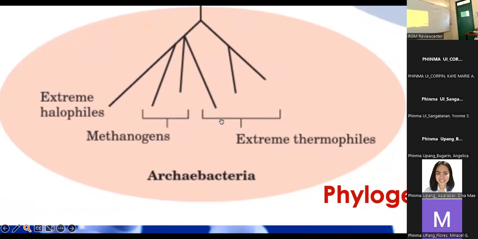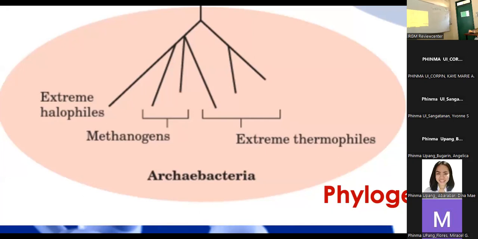They withstand high temperatures, sometimes even as high as 80 degrees Celsius or even more. And then we also have your extreme halophiles. Extreme halophiles are able to survive in high salt conditions. And remember, salt kills regular bacteria, but not the Archaebacteria. So these are your extreme halophiles.